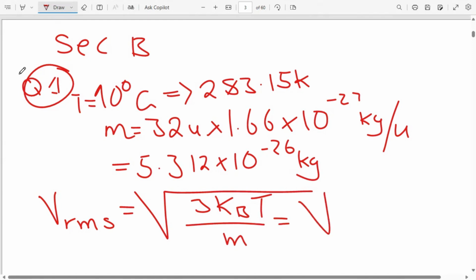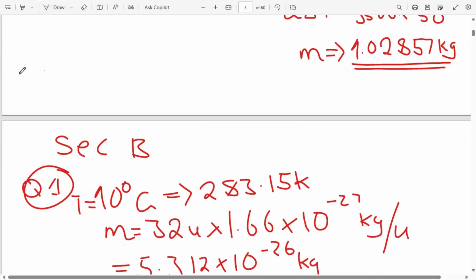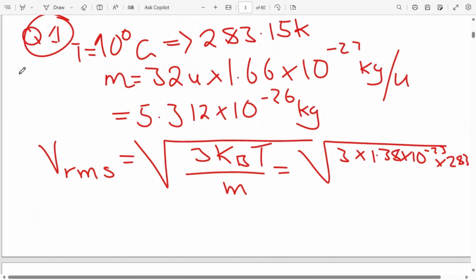This will be equal to 3 multiplied by 1.38 times 10 to the power minus 23, multiplied by 283.15, divided by the mass, which is 5.312 times 10 to the power minus 26.